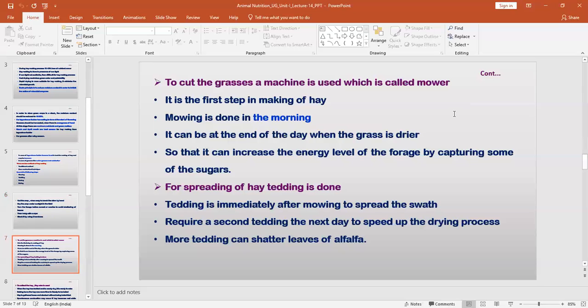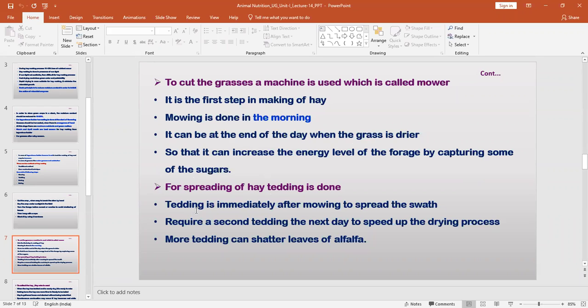of the green fodder. So mowing is done in the morning. We can cut the fodder in the morning. This is the first step of the preparation of the hay. Mowing is done in the morning, when the grass is dry, so that it can increase the energy level of the forage by capturing some of the sugar material.